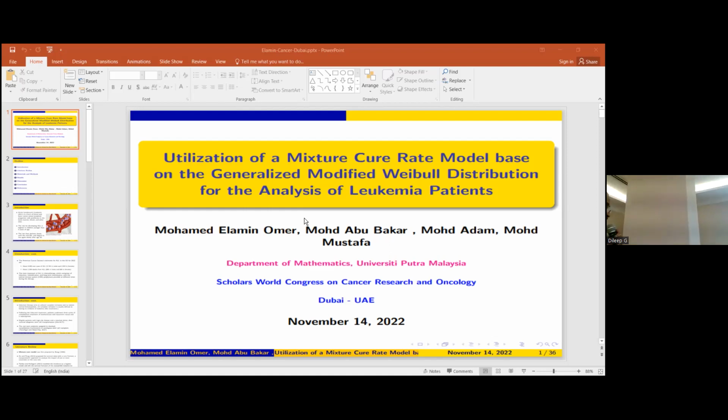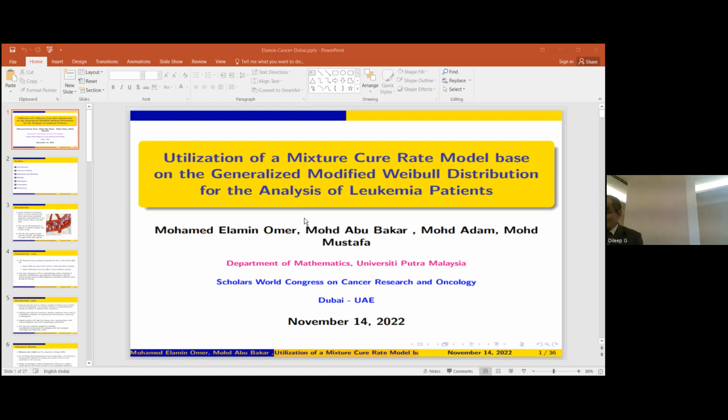Our data is the leukemia data. This data consists of 91 patients with high-risk acute lymphoblastic leukemia, which is ALL. They were followed from 1982 up to 1987, for five years, and then we consider the initial cure. This data was presented by Copelan in 1991, and it is also available in the R software. The data consists of two groups. The first group consists of 46 patients who received an allogeneic bone marrow transplant. The second group consists of 45 patients who received an autologous bone marrow transplant.